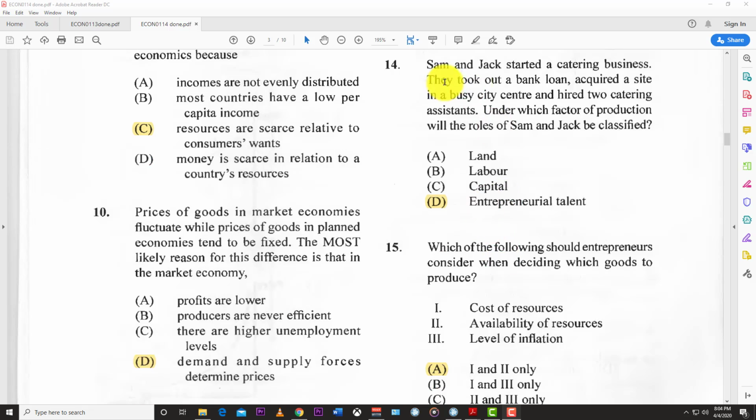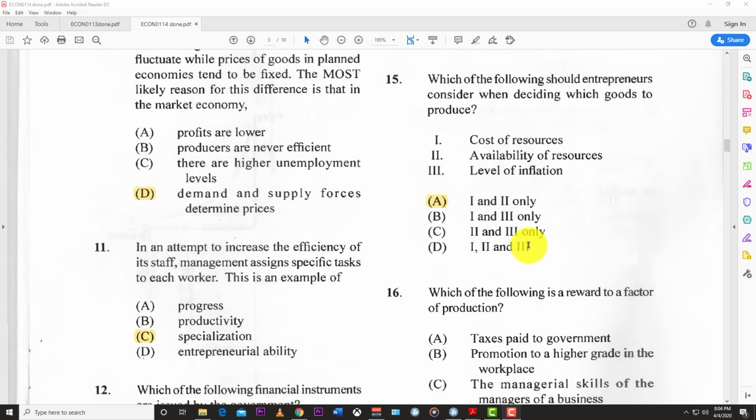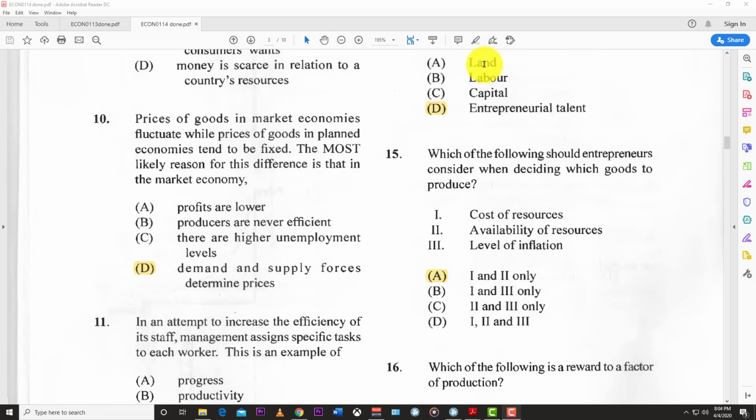Number 14, Sam and Jack started a catering business. They took out a bank loan, acquired a site in a busy city center, and hired 2 catering assistants. Under which factor of production would the roles of Sam and Jack be classified? And the answer here is D, entrepreneurial talent. Alright, entrepreneurial talent. They started the business, they brought the factors of production together, so entrepreneurial talent.